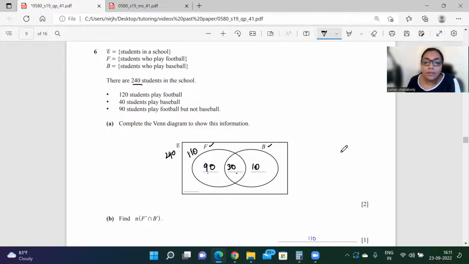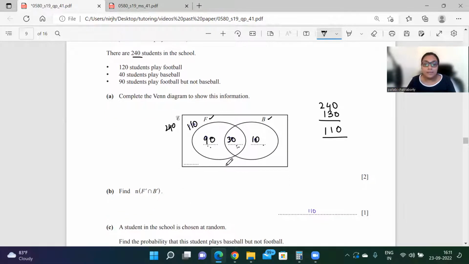How do we get that? You just add this. So 90 plus 30, which is 120, 120 and 10, which is 130. You subtract that from 240, which is the total, minus the students who play something. That gives you 110. So this is 110, the students who do not play anything, but are there in the school. So this is how the Venn diagram is represented.